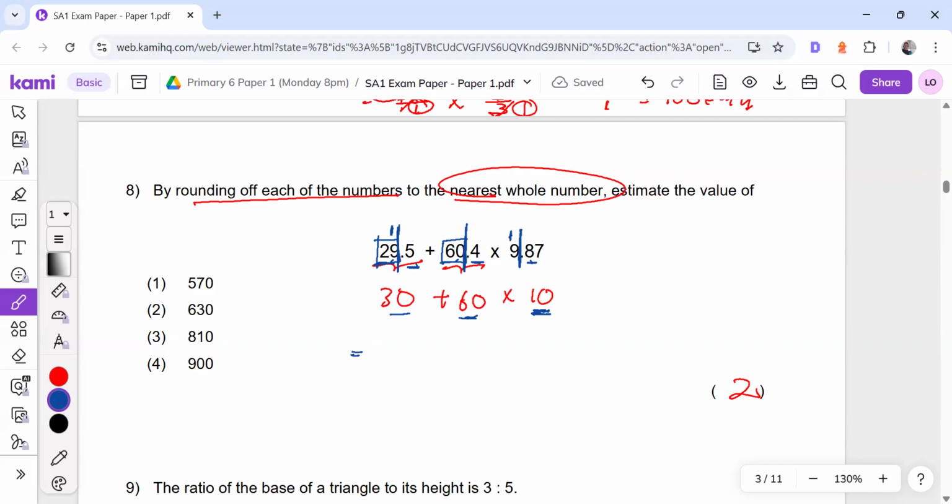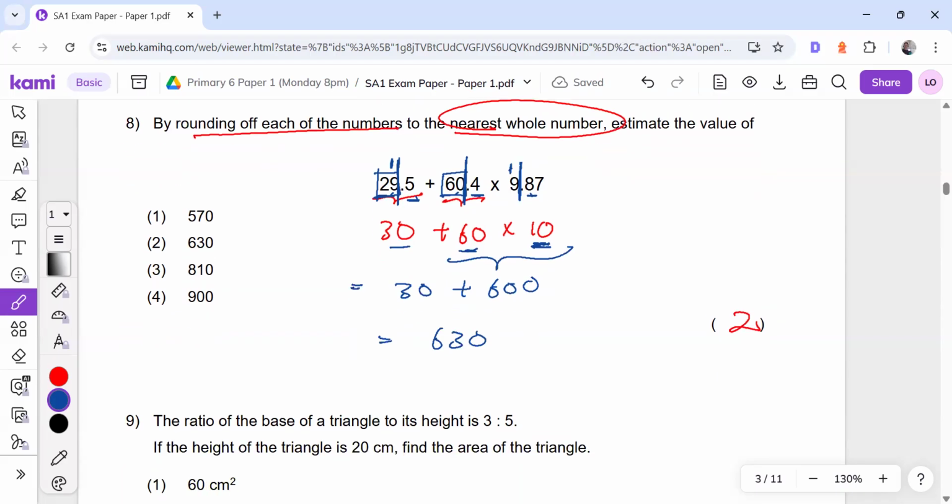Then after that, you are tested on four operations. So you have to times first. So 30 plus 600, and you get 630. So maybe you get it wrong because you didn't know that you have to do your four operations, right? You must do the times first, then later plus. Okay, so answer number two.